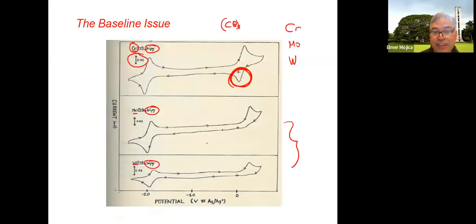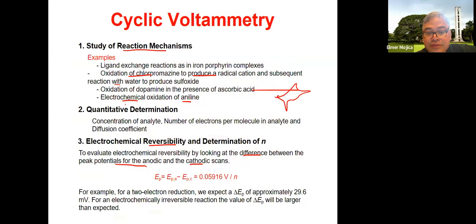Maybe this one. Okay, so there's something here that can only be found if you have chromium, but not molybdenum and tungsten. Okay, so for example, for a 2-electron reduction, we expect the difference in the potential of approximately 29.6 millivolts. So for an electrochemically irreversible reaction, the value of change in the peak potential will be larger than expected. So that's a way to differentiate them.